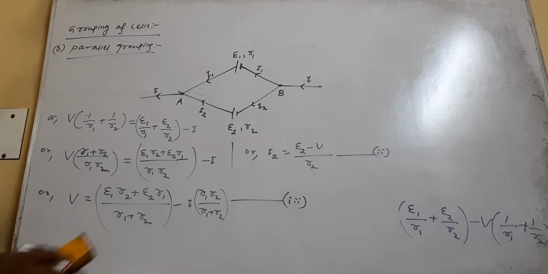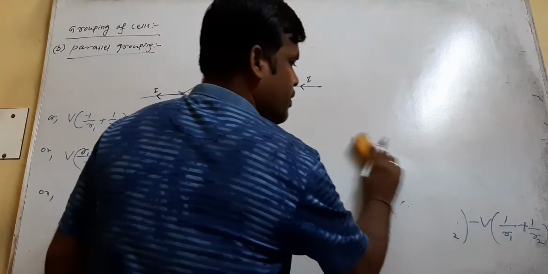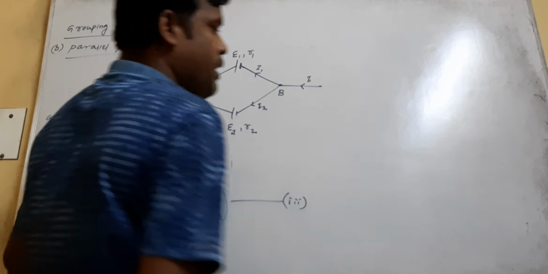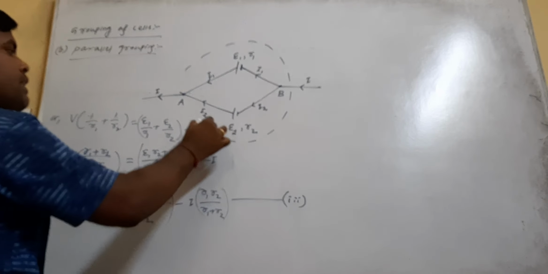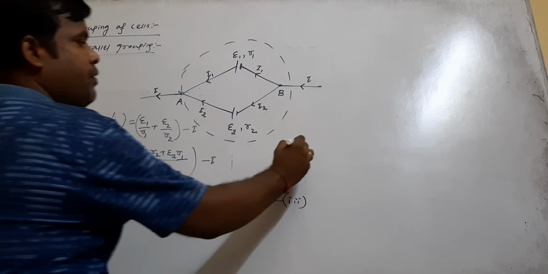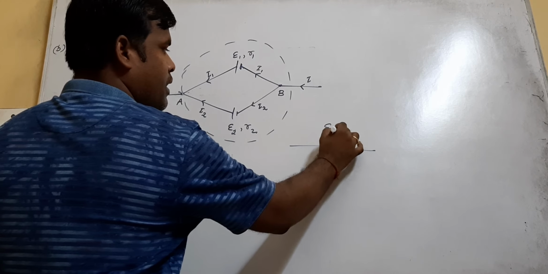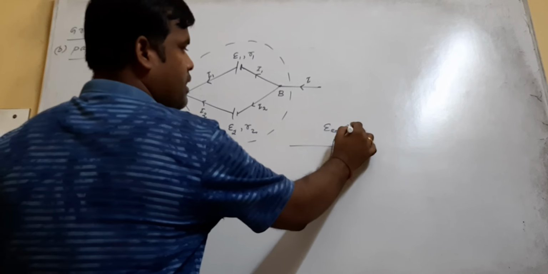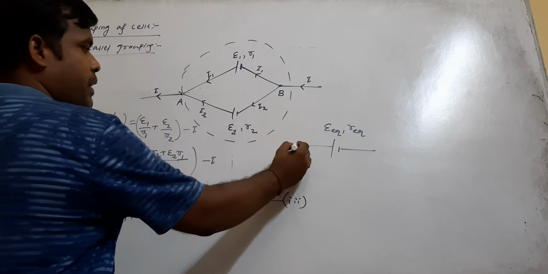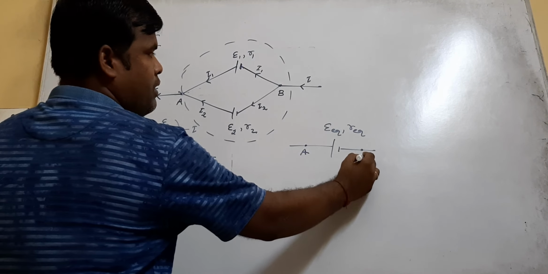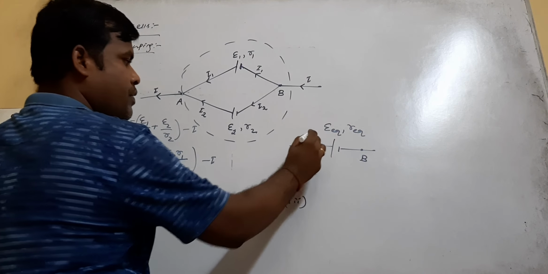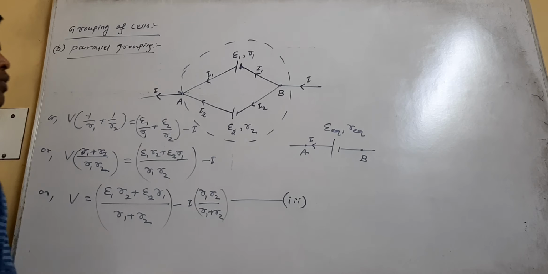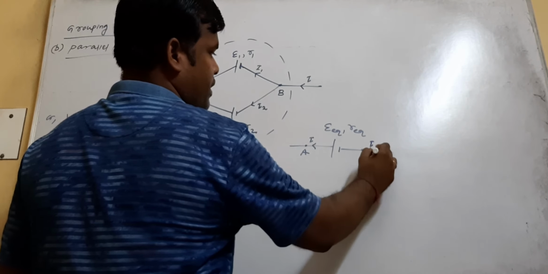So now you consider the equivalent EMF is EEQ and internal resistance is REQ. You replace the combination by a single cell of EMF EEQ and internal resistance REQ. This point you see it is A, and this point you see it is B. And from A, I is the current coming, and to the point B, I is the current going.